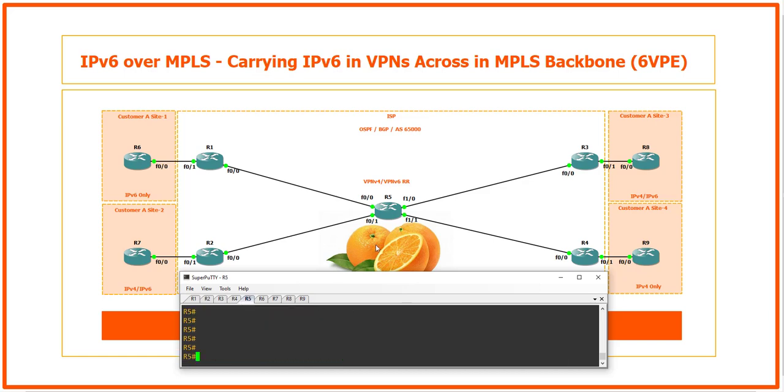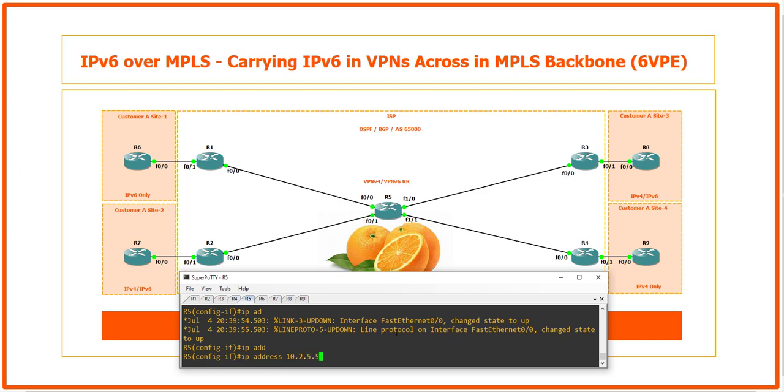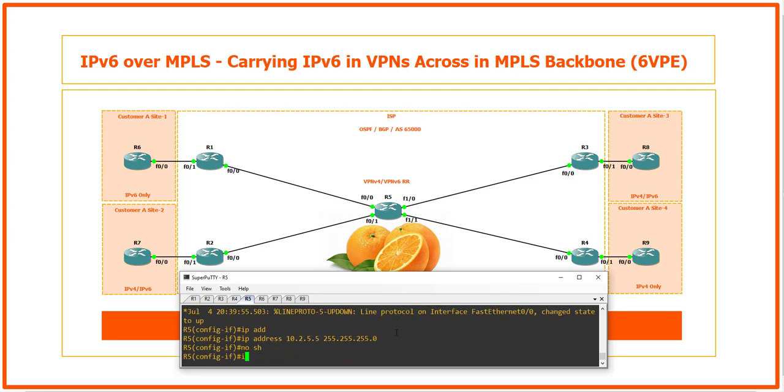And finally, we can configure the router 5. This is the router 5. In router 5, we have interface FastEthernet 0/0 with the IP address of 10.1.55.255.255.255.0. No shutdown. Then interface FastEthernet 0/1. The IP address is 10.2.55.255.255.255.0. No shutdown. Then interface FastEthernet 1/0.